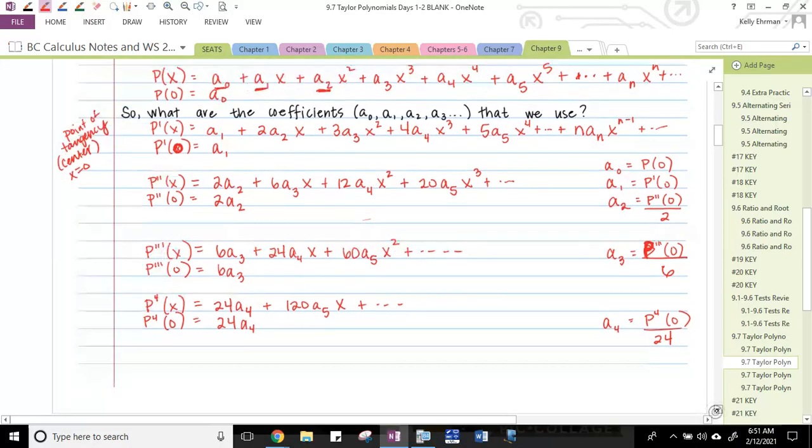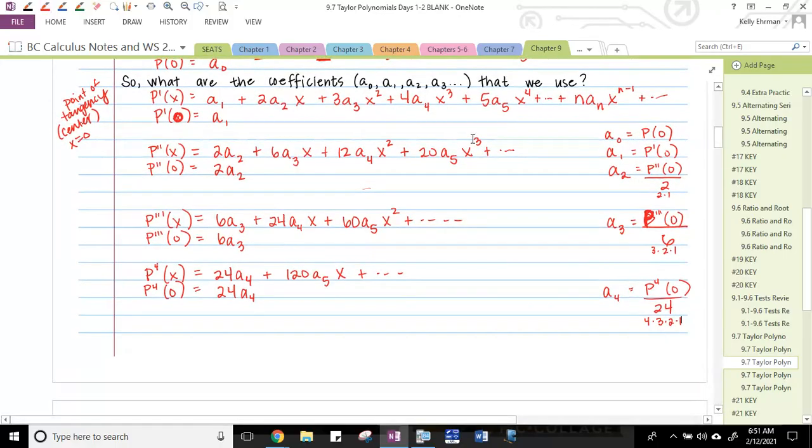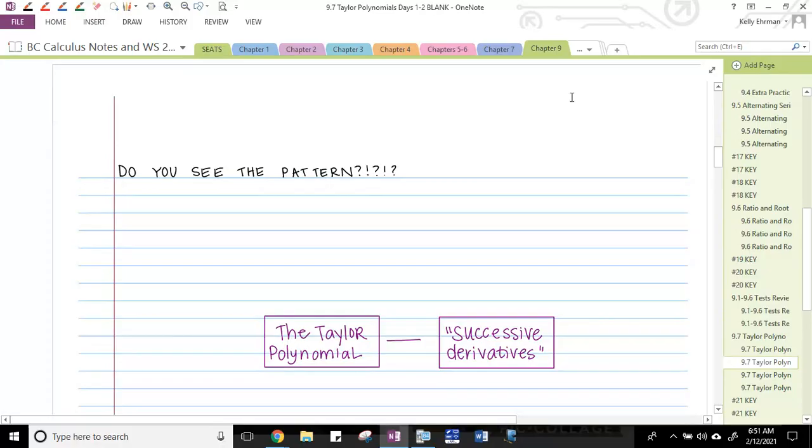There is a pattern here. If you notice, this is 2 times 1. This denominator is 3 times 2 times 1. This denominator is 4 times 3 times 2 times 1. Those are factorials, right? And the factorial matches what number derivative you're on. So on the next page, let's write our more general pattern here. What is the pattern for any nth coefficient? It's the nth derivative of p, evaluated at 0, divided by n factorial. Now that's just for the coefficient. So let's put the whole polynomial together.